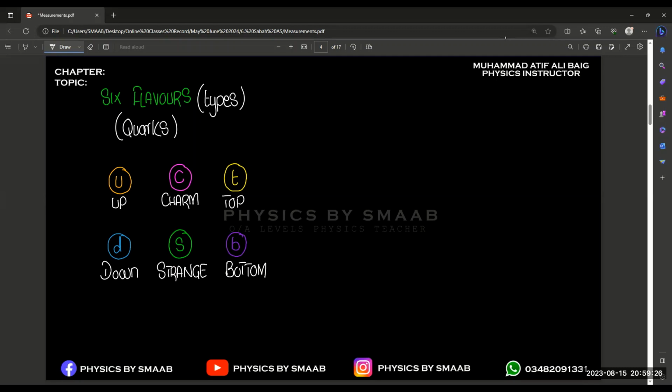These are the six flavors for which we need to discuss their formation and their numbers, what their charges actually are and what their properties are, right? And we know that we are having quarks, so there will be anti-quarks also, right? The antiparticles. Okay.